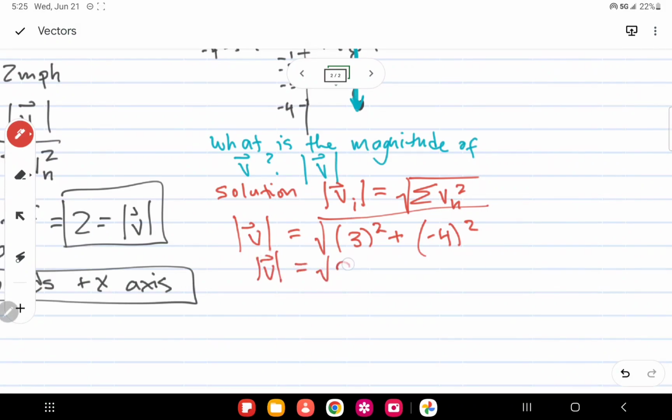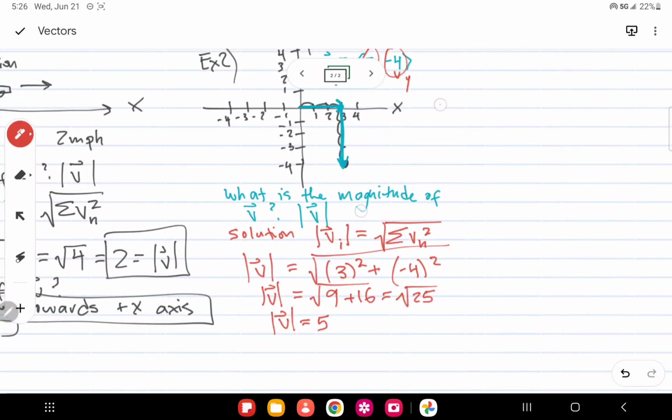3 squared, that is 9. -4 squared, that's -4 times -4. 2 negatives multiplied together make a positive 16 in this case. That's also equal to the square root of 25. Now, if you take the square root of 25, you get 5. So hence, the magnitude of vector v in this case is 5.